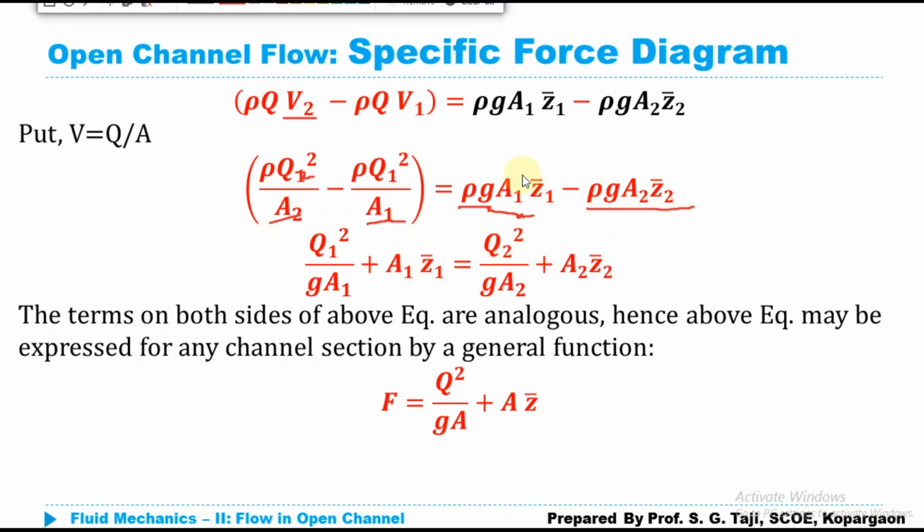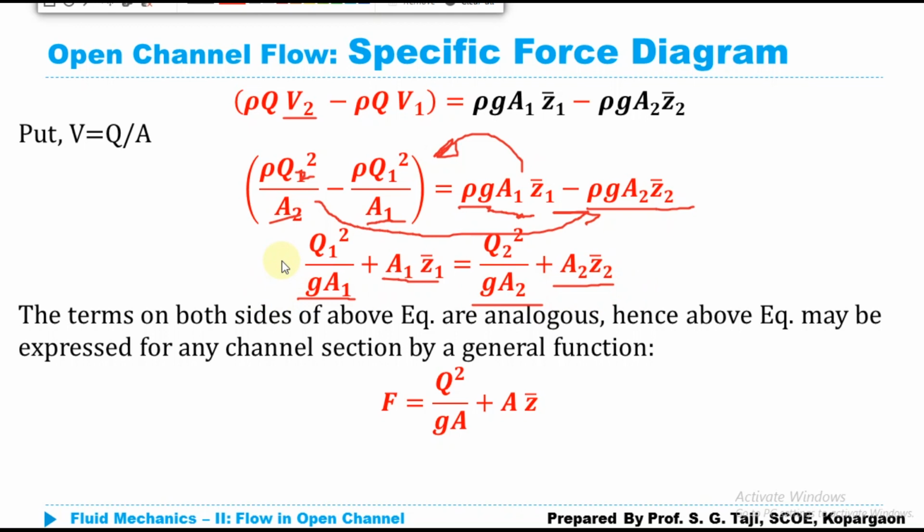I can take A1 z1 on one side with the Q1 and A1, and take Q2 and A2 with A2 z2. By writing that in the same form, I get the equation Q1 square upon g A1 plus A1 z1 bar is equal to Q2 square upon g A2 plus A2 z2 bar.